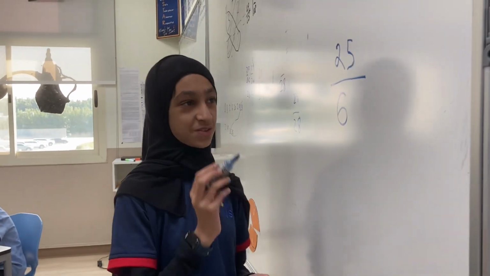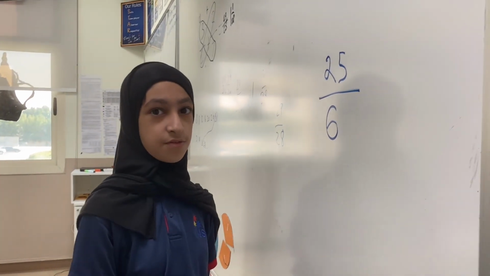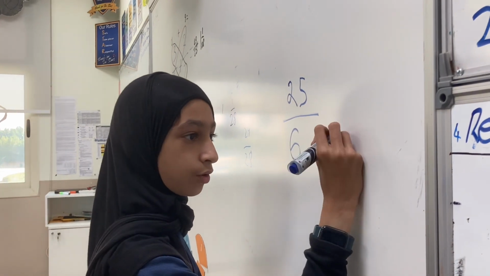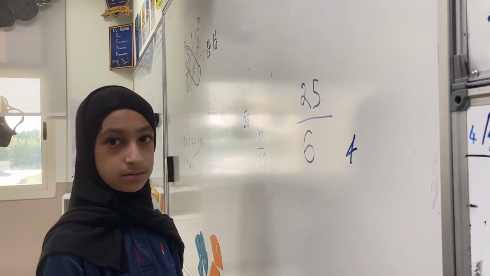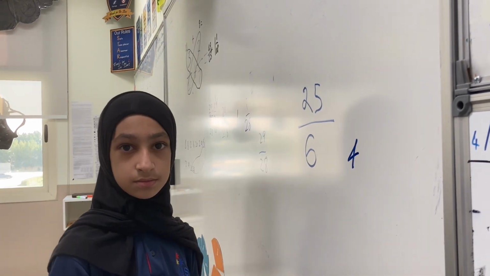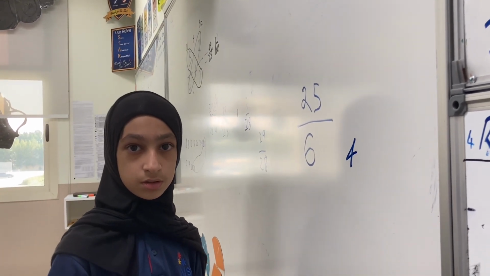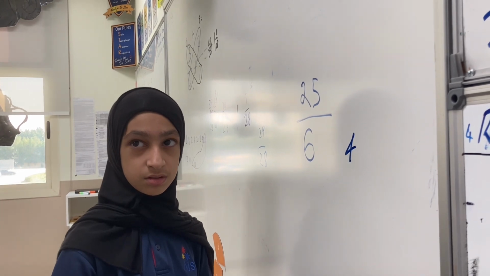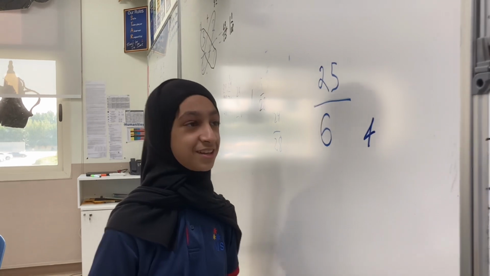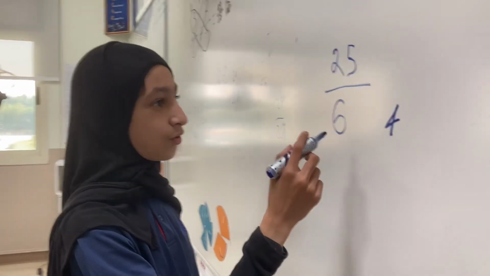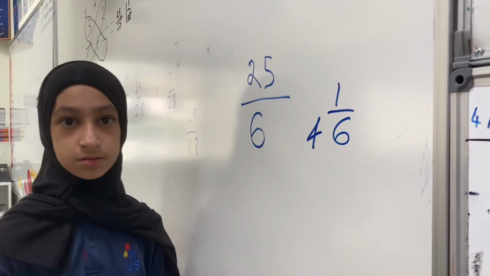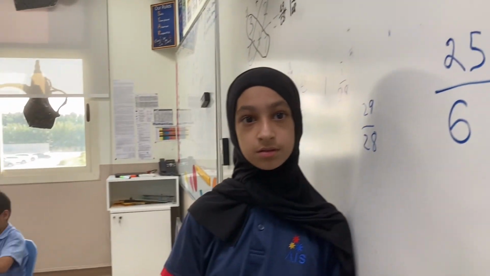So 6 can fit into 25 four times. How do you know that? What's 6 times 4? 24. What's 6 times 5? 30. Ah, 30 is too big. Thank you. And then 24, and then there's 1 left. So 1/6. Okay, so this is the correct answer, 4 and 1/6.